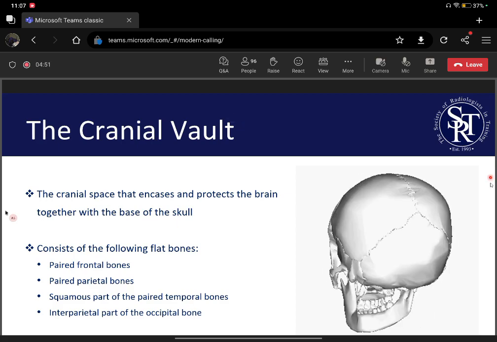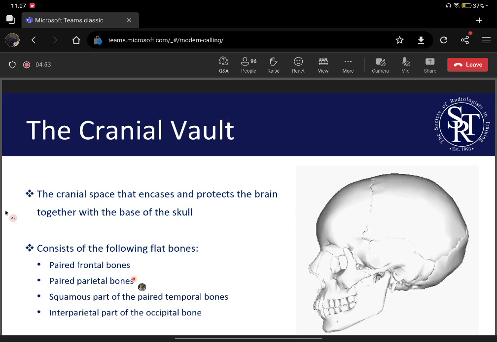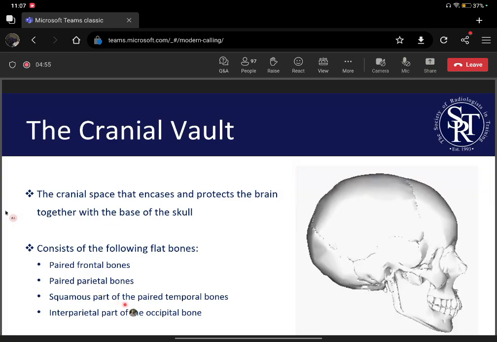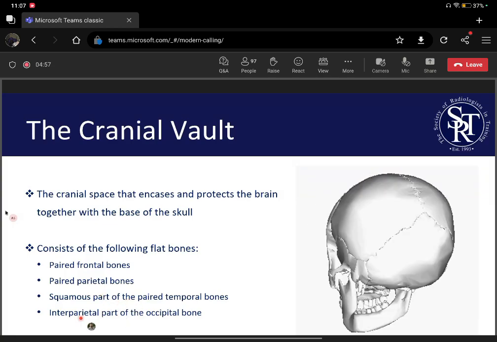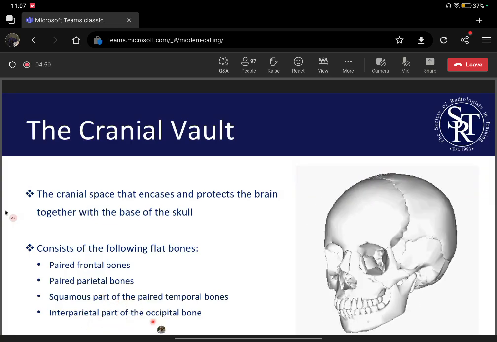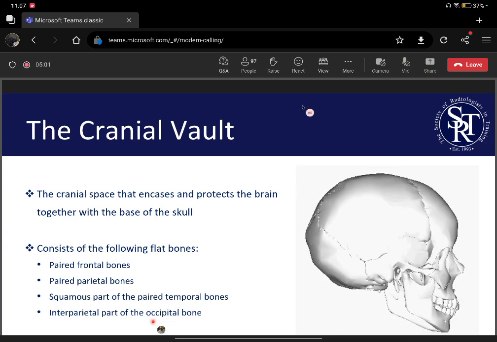We have the frontal bones, we have the parietal bones, we have the squamous part of the temporal bones, and we have the interparietal part of the occipital bones. And these bones are held together by sutures.